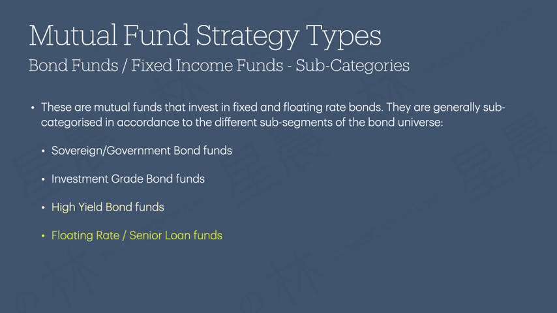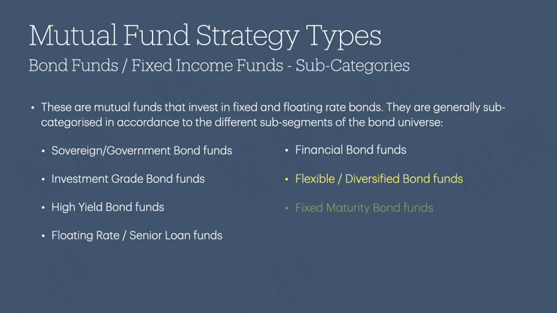Floating rate and senior loan funds that focuses on floating rate credits that have coupons directly correlated with interest rates. Financial bond funds that focuses on bonds issued by financial institutions, such as banks, that come with special clauses and features in exchange for higher coupons. Also very common are flexible or diversified bond funds that can invest across all other sub-segments to provide a one-stop solution for bond market exposure.